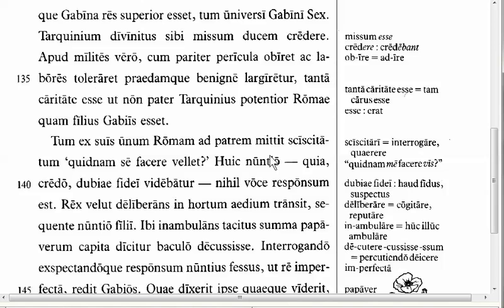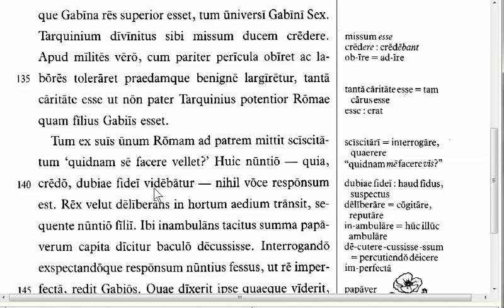But literally here we have a genitive case, fidei, from fides, of a doubtful faithfulness. This is the genitive of description here. So fidei is genitive singular feminine from fides.